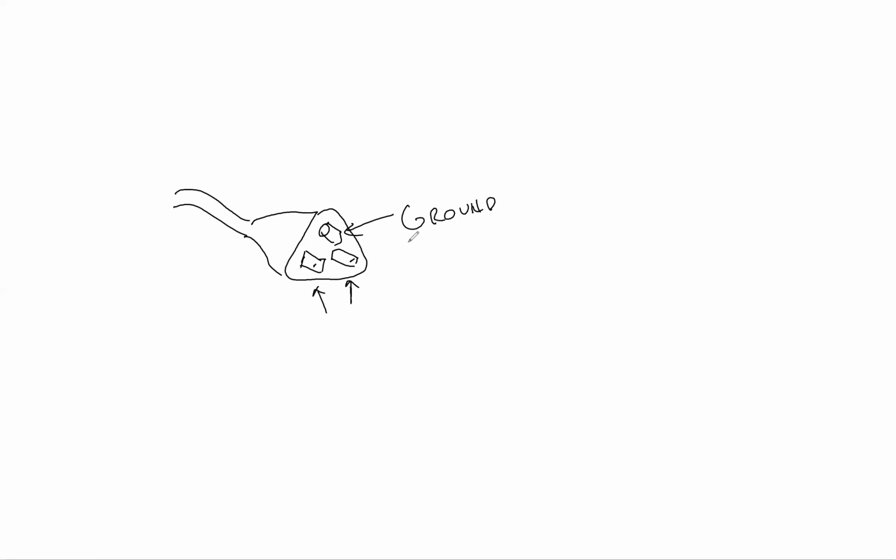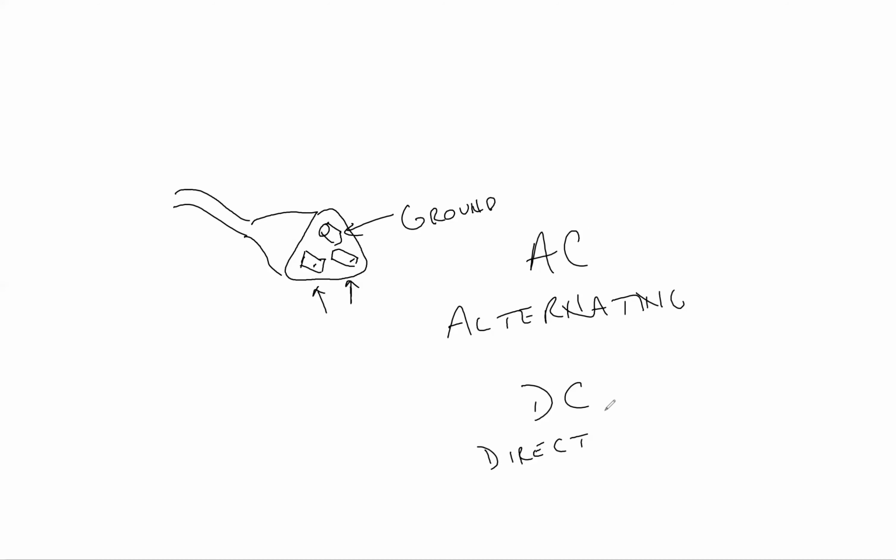Now, when we talk about plugs and this type of thing, most of the time we're talking about what we call AC, which is alternating current. Your house is alternating current, and we'll talk about that in a minute. And DC is what we call direct current. And direct current is pretty much what you get from batteries.